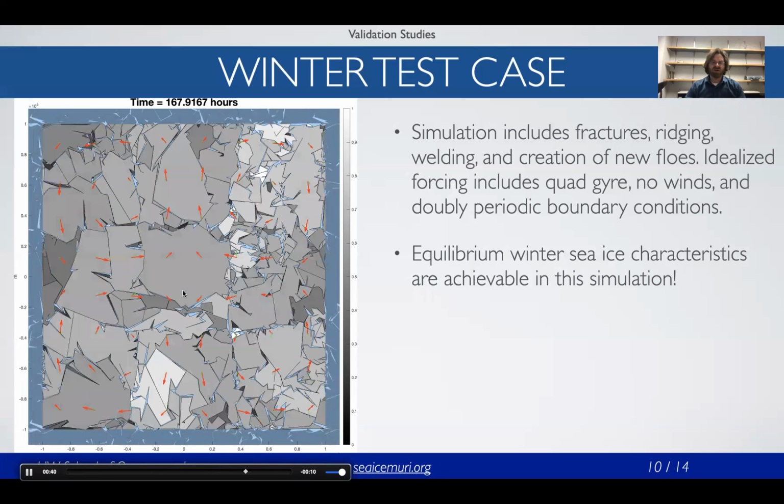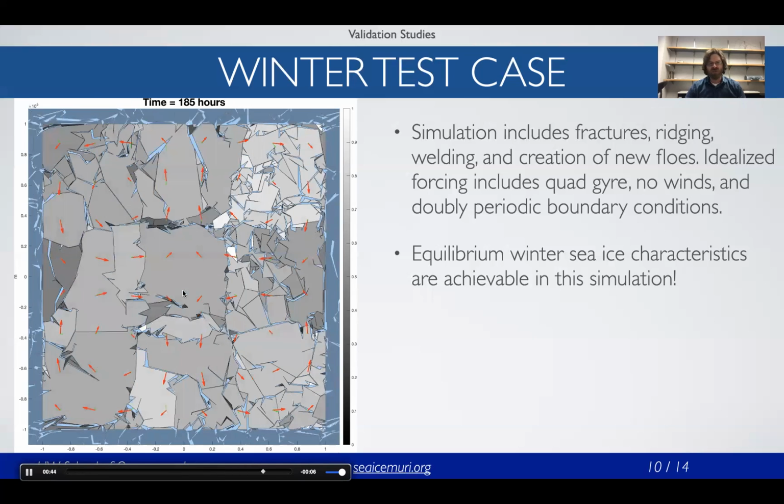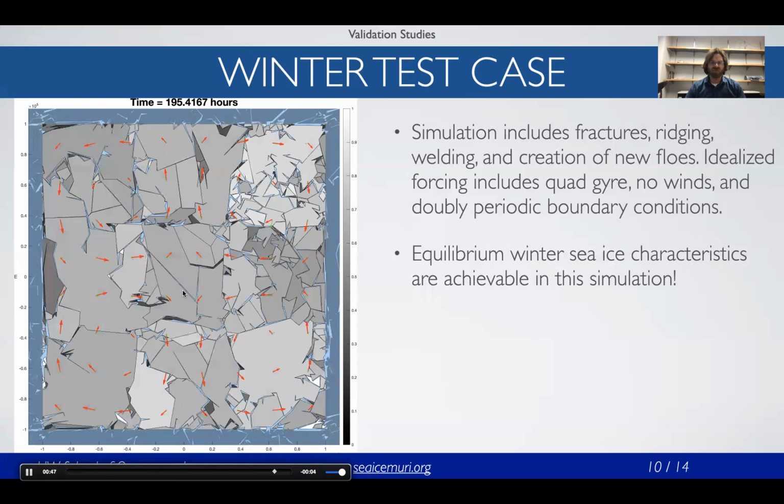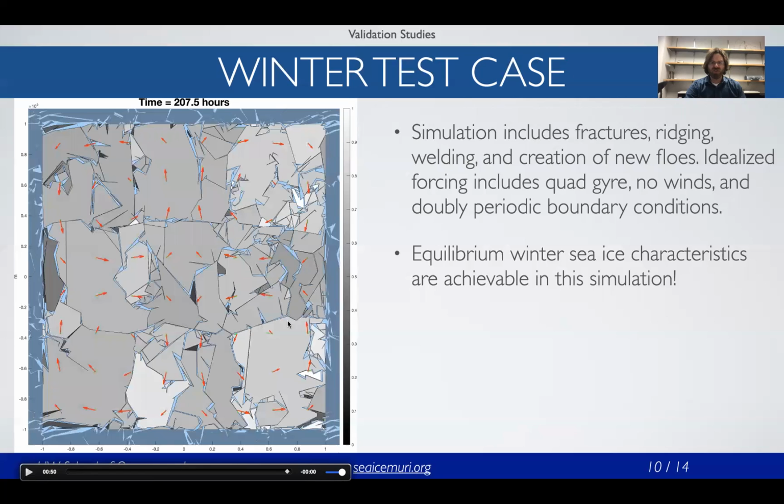If fracturings are occurring too often, our number of elements can go to infinity, or if welding is happening too frequently, we could end up with just one large flow. And so we want to see if we can achieve an equilibrium that is also realistic with observations.